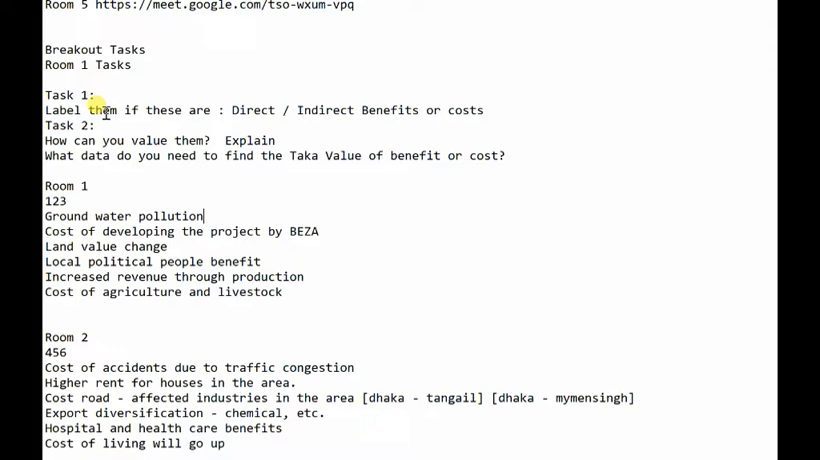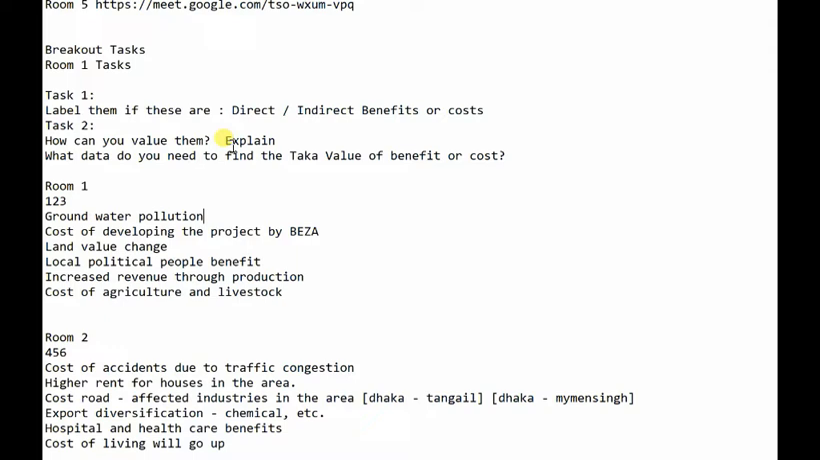Task number 1 will take about 5 to 10 minutes maximum. Then task number 2 is, if you have these 4 of them, remember in each group you have quite a lot of people, so you can separate each one. Look into the benefits and costs and say, how can you value them? Eventually, cost benefit analysis is valuing the benefits or the costs in terms of taka or dollar. For example, you said groundwater pollution. What is the value of it? How would you identify that? That is your task.